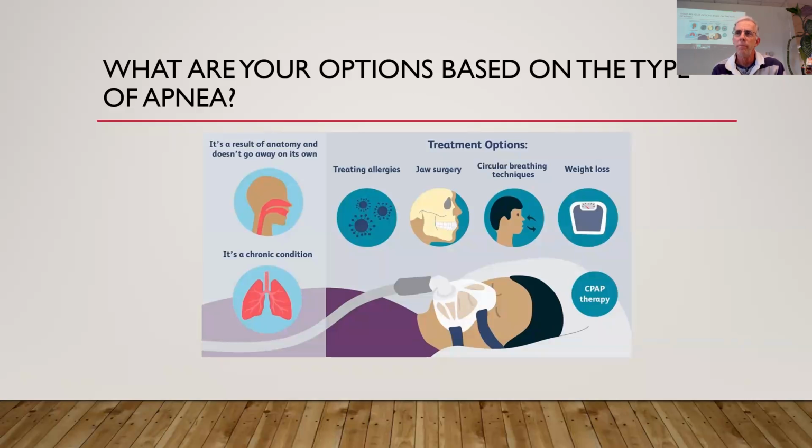The central form, where the brain is not sending signals electronically through the nervous system. Why it's not sending those signals is another issue. I don't know why. When the physician talked to me about my results, she said, yes, you have a mixed form. You have a little bit of both.